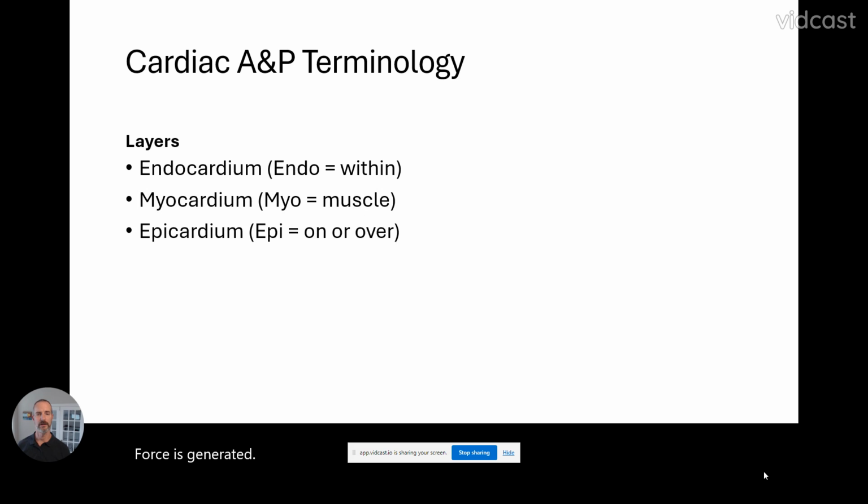Your epicardium comes from on or over, and don't get that confused with pericardium. So you have the outside of the heart, and then you have a layer of fibrous tissue that surrounds the heart. And the pericardium has a couple of functions. Protection is one of them, but it also secretes serous fluid that allows the heart to expand and contract without generating friction under normal circumstances. If a person has inflammation or something's going wrong, you might hear what's called a pericardial friction rub, and that can be painful.